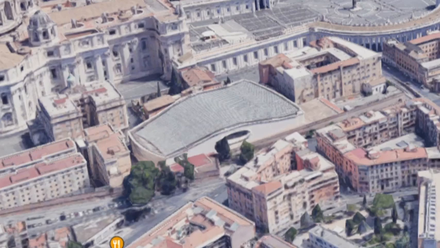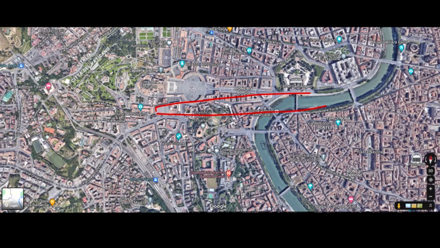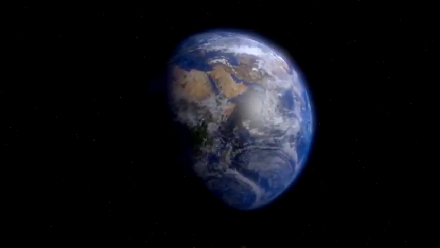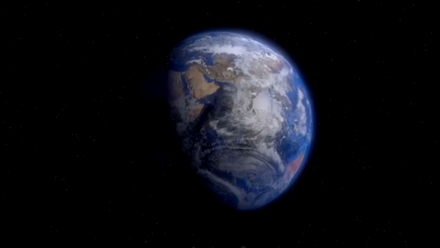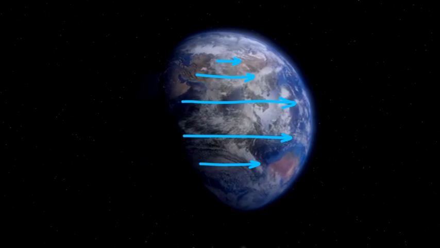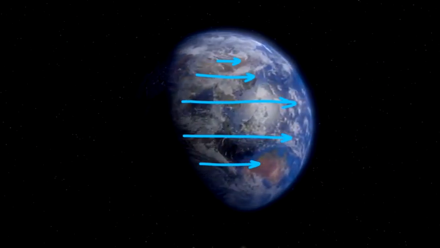Let's zoom out. It seems to me that the river is the body of the snake. Let's go back to our little blue ball flying in space. Imagine this is the only movement the Earth is making. Wouldn't all the rivers be going in the same direction in a straight line?